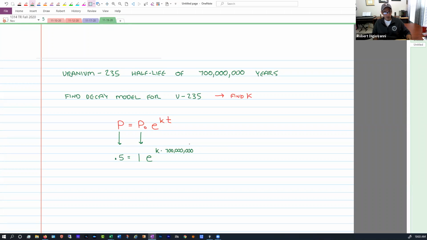All right, so first thing we do, we take natural log on both sides. And that should be equal to natural log of E to the 700 million, oops, that's 8 zeros, K. The natural log and the E go away. So I have 700 million K equals natural log 0.5. That's going to be, wasn't that the negative 0.693? Remind me, it should be.